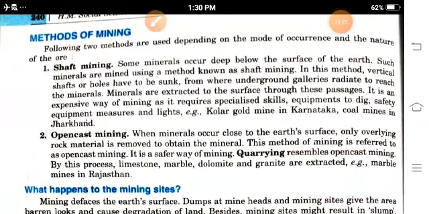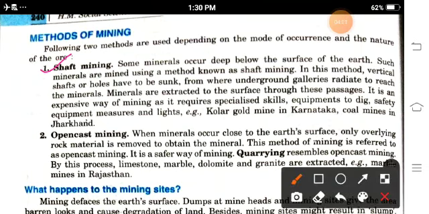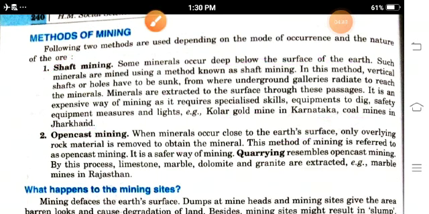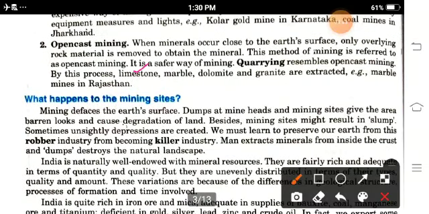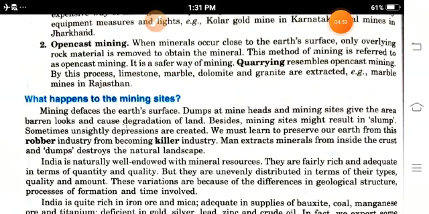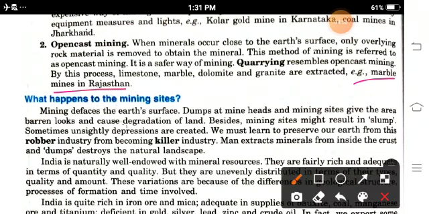Methods of mining. First, shaft mining. Shaft mining is used when some minerals occur deep below the surface of the earth. Examples are the Kolar gold mine in Karnataka and coal mines in Jharkhand. Open cast mining is used when minerals occur close to the earth's surface. Examples are limestone, marble, dolomite and granite, such as marbles in Rajasthan.